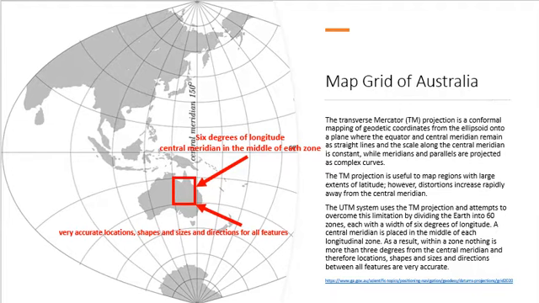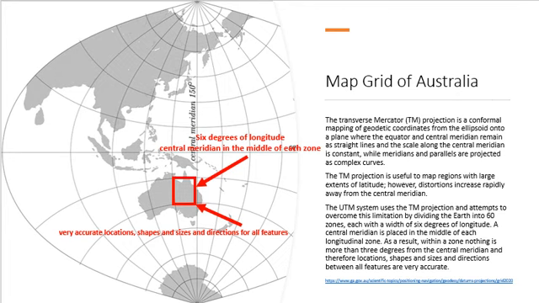What is the projection system of Australia? It is known as Map Grid of Australia and is part of Universal Transverse Mercator, or UTM. In the UTM projection system, the Earth is divided into 60 zones. Each zone has a width of 6 degrees of longitude.